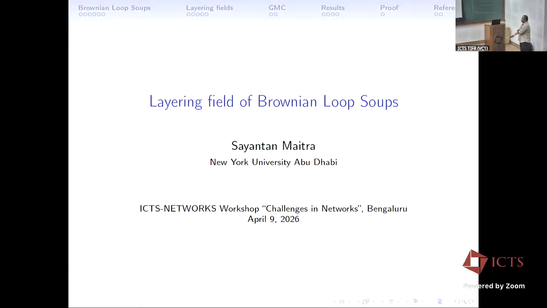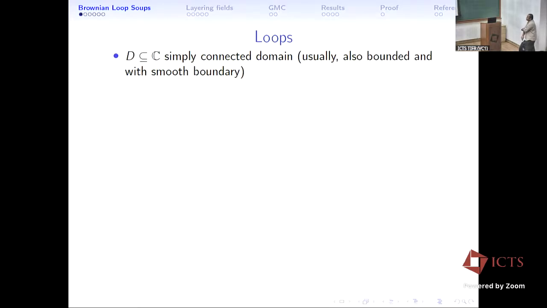Okay, so I'm going to talk about Brownian loop soups. I'll start with the most basic definition. So this is just the plan of the talk. So what's a loop? I always work in a simply connected domain in the complex plane, and I'm going to assume that it is bounded. For one particular result, I'll also have to assume that it has a smooth boundary, but that will come later.